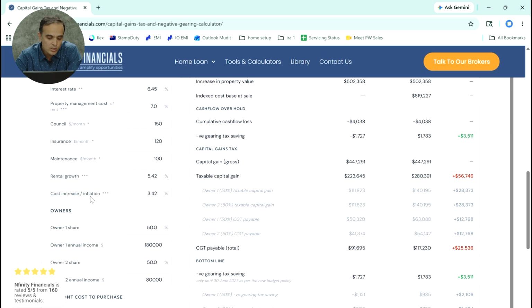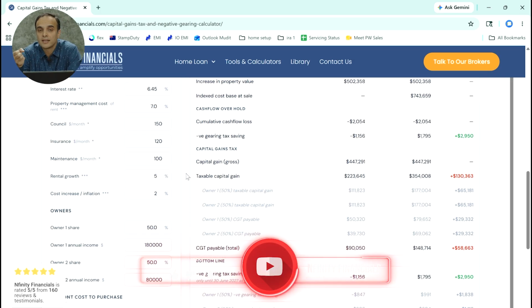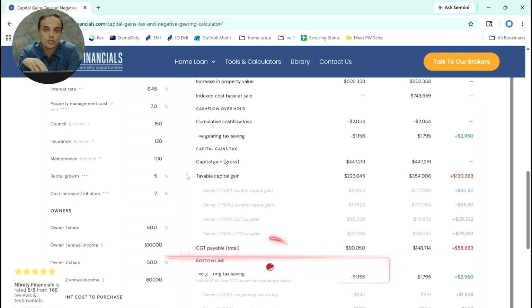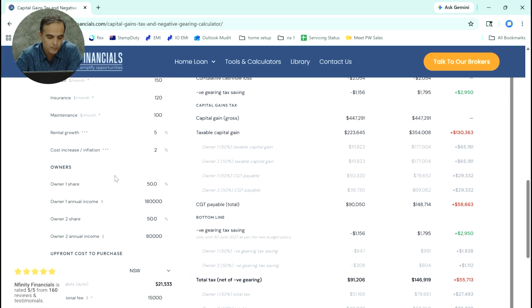For inflation, we have assumed 3.42, which is an average of the indexation of student loans for the last 5 years. But let's say we go with an assumption of lower inflation, say 2%. Then you have to assume what rental growth you expect. Let's say a rental growth of 5%. I'm taking it a little higher because in a lot of places the supply of properties is limited, so rental growth in a lot of suburbs and cities is expected to be higher than inflation. I'm just taking 5%, but feel free to input your own assumption.